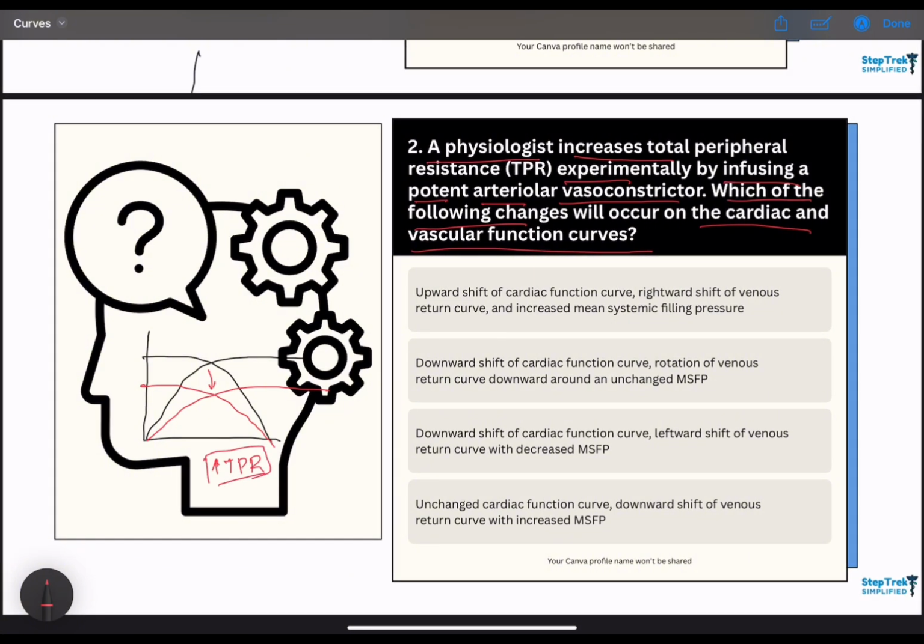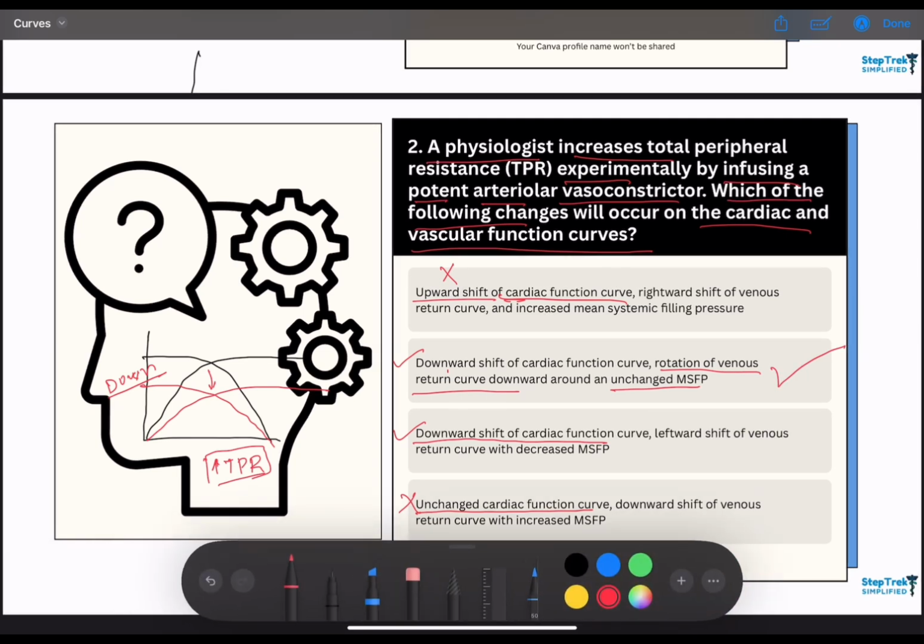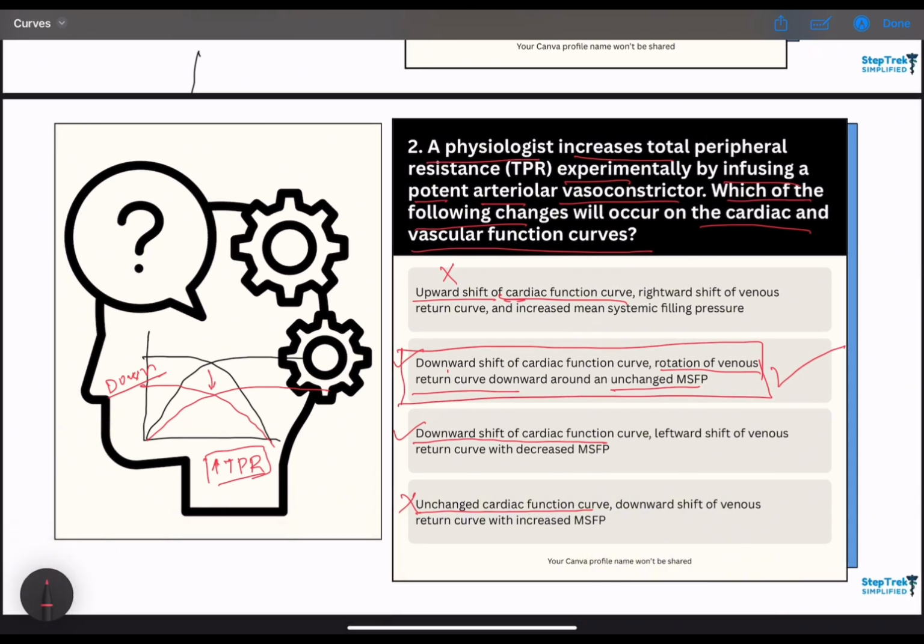So what do we have? We have a downward shift of the cardiac function curve. Looking at the options, an upward shift of the cardiac function curve is wrong, a downward shift of the cardiac function curve is acceptable, and an unchanged cardiac function curve is wrong. So we have to choose between the two remaining options. The rotation of the venous return curve downward around an unchanged mean systemic filling pressure is the correct answer. This was all about the function curves. Thank you.